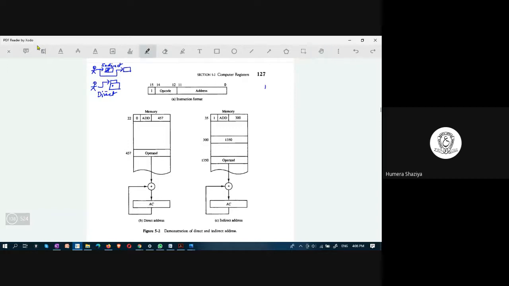Every data and instruction has an address. Okay, every data and instruction has an address. If you store the address of the data in the address part of the instruction, you see here, this is our instruction. All right. Now the question that arises is, how do you distinguish between whether the address is direct or indirect?